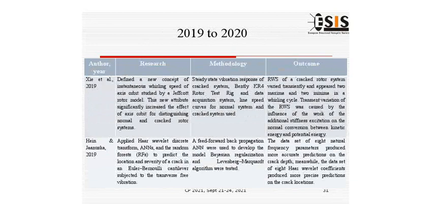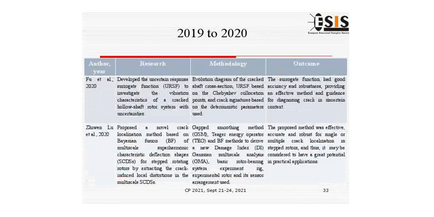Hein and Januska in 2019 applied Haar-Wavelet discrete transform, artificial neural network, and the random forest to predict the location and severity of a crack in an Euler-Bernoulli cantilever subjected to the transverse free vibration. Jiwen et al. proposed a novel crack localization method based on Bayesian fusion of multi-scale superharmonic characteristic deflection shapes for stepped rotating rotors by extracting the crack-induced local distortion in the multi-scale superharmonic characteristic deflection shapes.